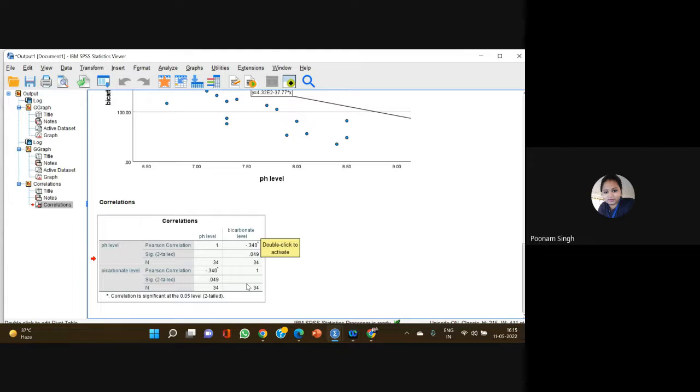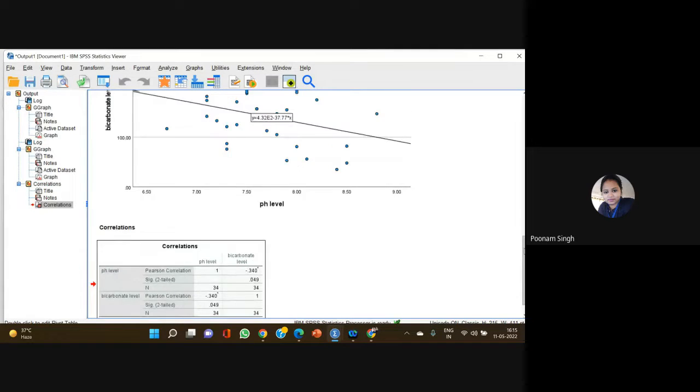Now we will go to the next, that is, first one is Pearson correlation. So we have seen minus 0.340. So minus 0.340 is negatively correlated, and we can't say highly negatively correlated, but a negative correlation is there.